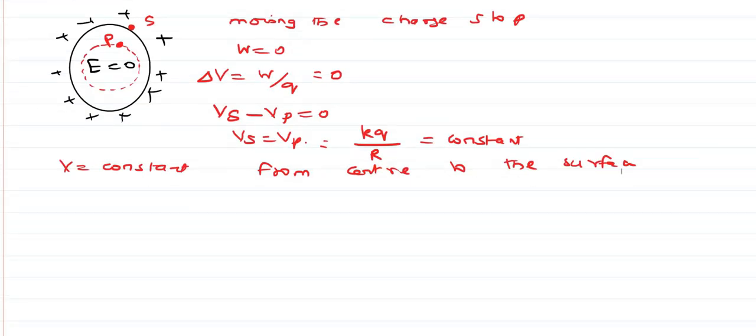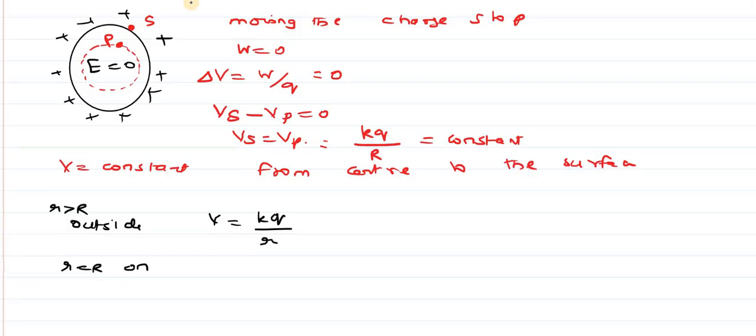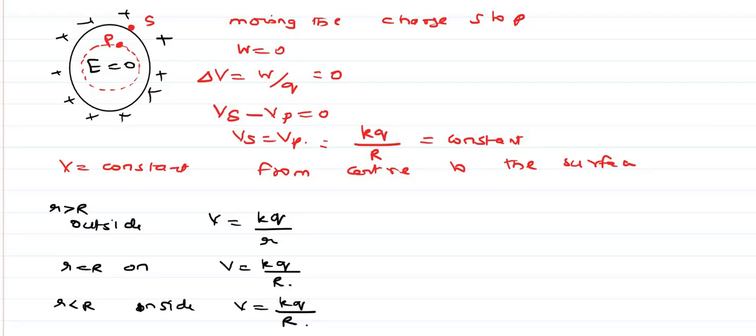So now when I write together, what happens? Outside, when I see, potential is kq by small r, correct? That is r is greater than R. R equal to R on the surface, V equal to kq by capital R. R is less than R, then also, that is inside the surface, what did we get now? It is kq by capital R only.